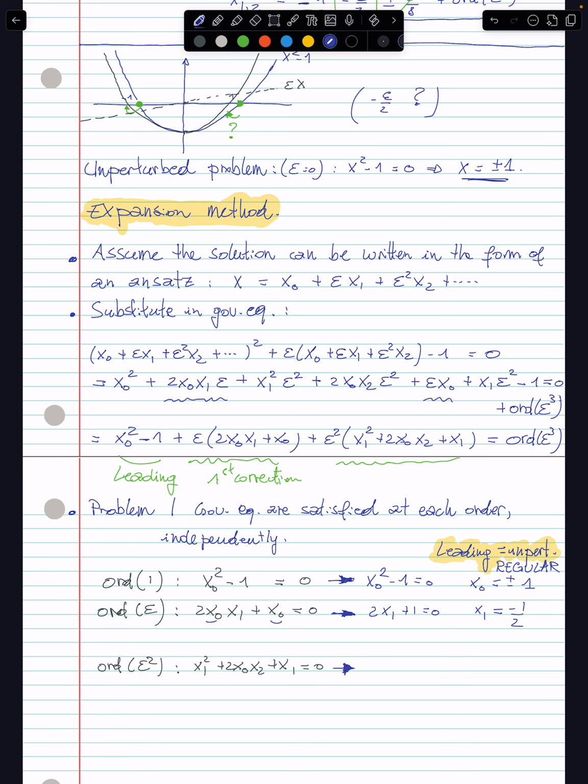If we substitute now this into the last equation, we see minus 1/2 squared, this is 1/4. x1 is minus 1/2. So the last equation becomes 2x0 x2 plus 1/4 minus 1/2. This is minus 1/4 that you put on the right hand side. So this is 1/4, meaning that x2 is equal to 1/8 x0, and x0 is equal to plus or minus 1. So it gives plus or minus 1/8.